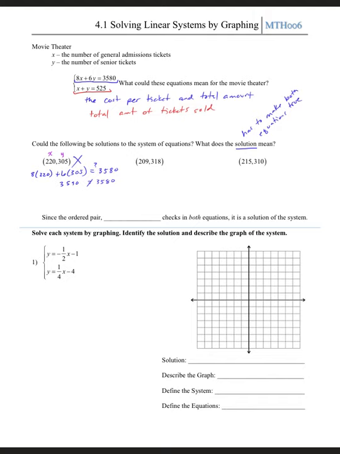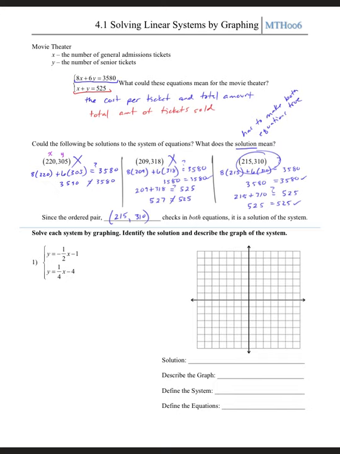So what I would encourage you to do now is pause the video and work through the next two pairs of points to see if either of those would be a solution. Keep in mind it has to make both equations true. When you find your answer, unpause the video and see if it's what I got. You will notice that the only ordered pair that makes both equations true is going to be the last one, 215, 310. Works in both, so it is a solution to the system.